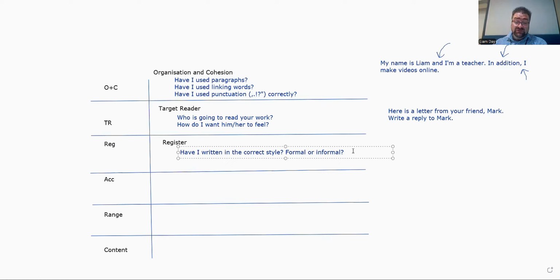And also, have I included everything for this task? So, for example, an essay needs to have an introduction, a main body, which is usually 2 paragraphs, can be 3. So let's put 2 to 3.